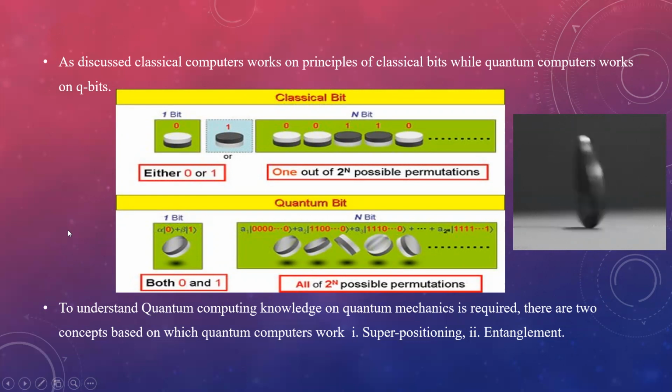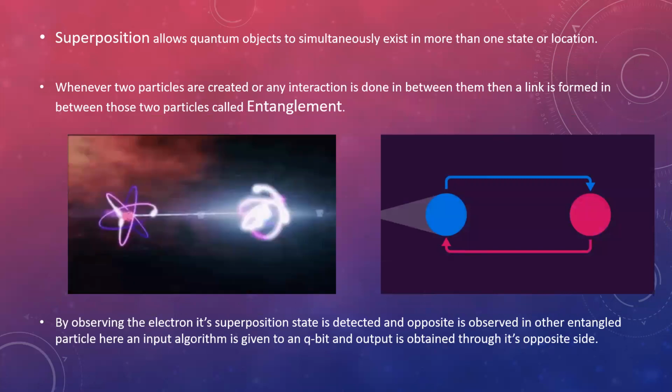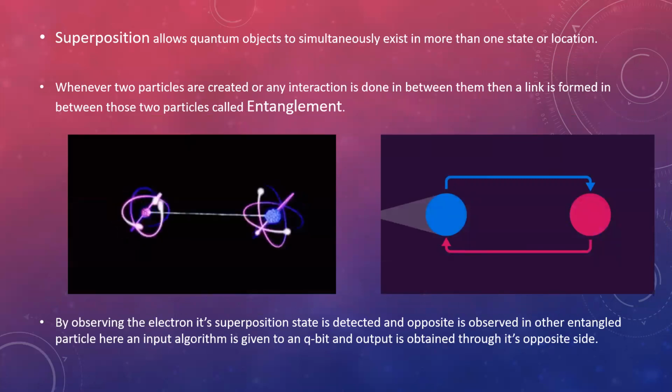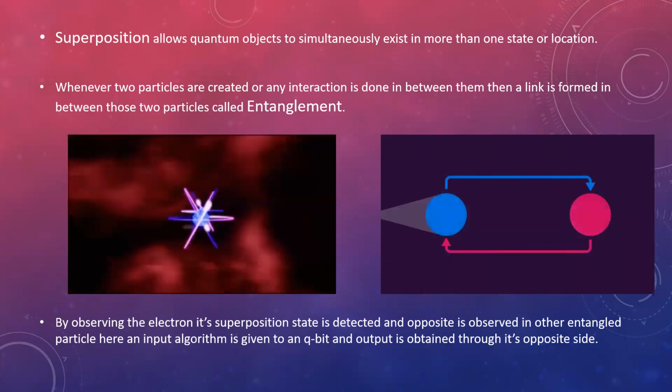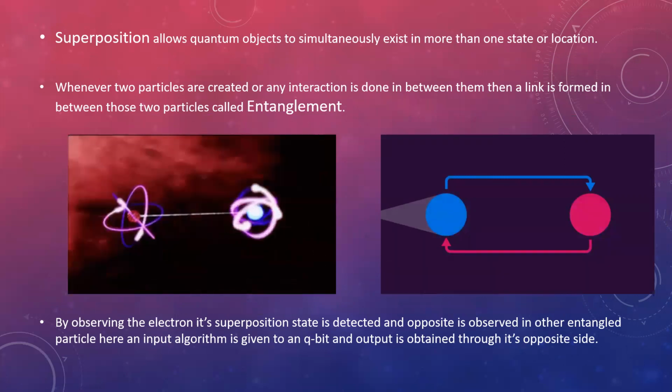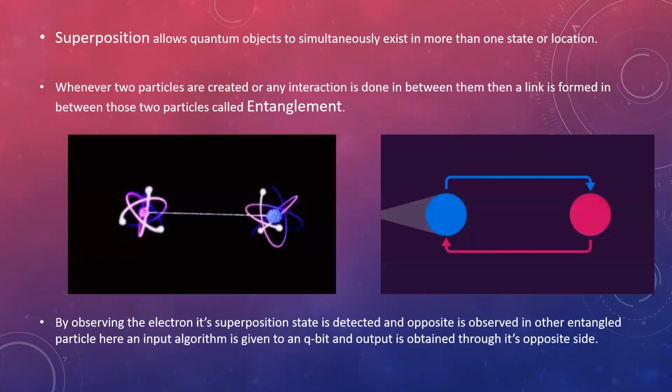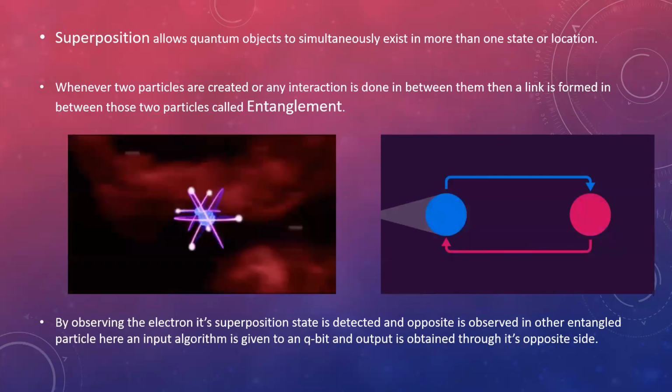Next, to understand quantum computing, knowledge of quantum mechanics is required. To know the basics of quantum computers, we must know how a quantum computer works, and to know how a quantum computer works, we must know quantum physics. There are two laws in quantum physics, superposition and entanglement. We already know what superposition is, because I just said superposition allows quantum objects to simultaneously exist in more than one state or location.